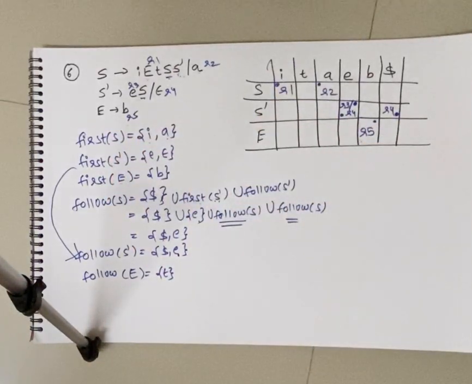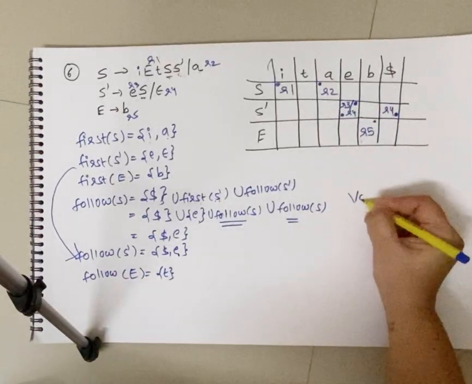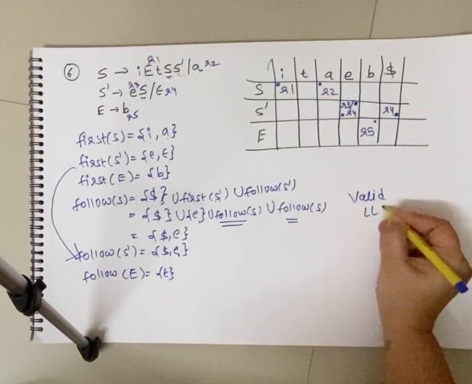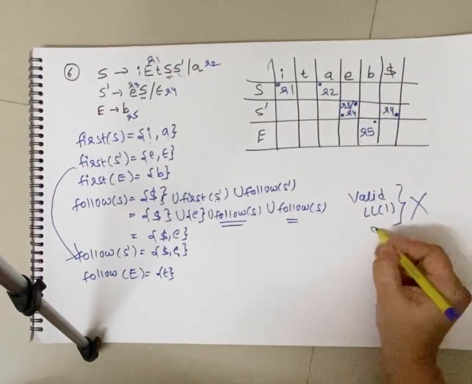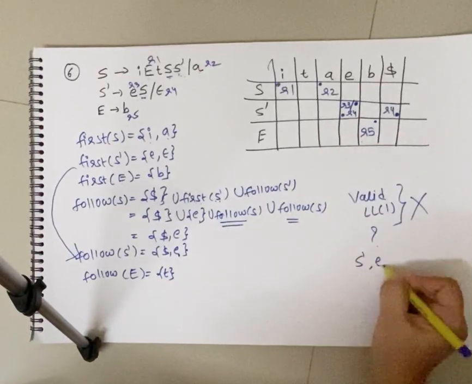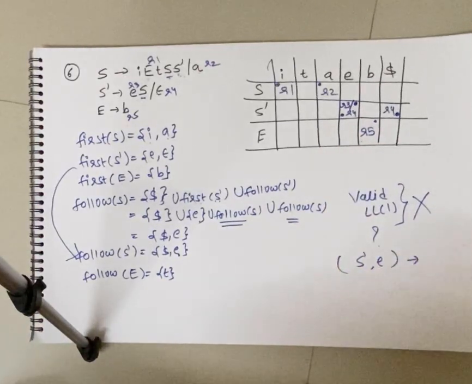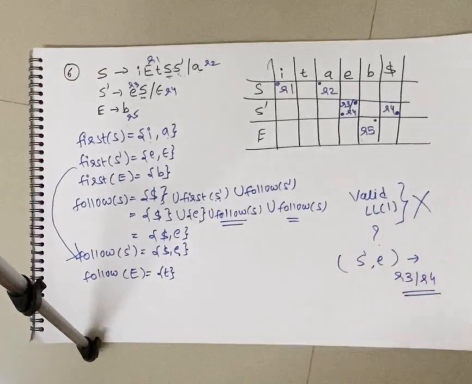So if the question is like, check whether the given grammar is a valid LL1 grammar or not, then this grammar doesn't qualify to be a valid LL1 grammar. It is not a valid LL1 grammar. Why? Because this cell, that is the S dash, E cell, contains multiple entries. It has a reduce conflict.